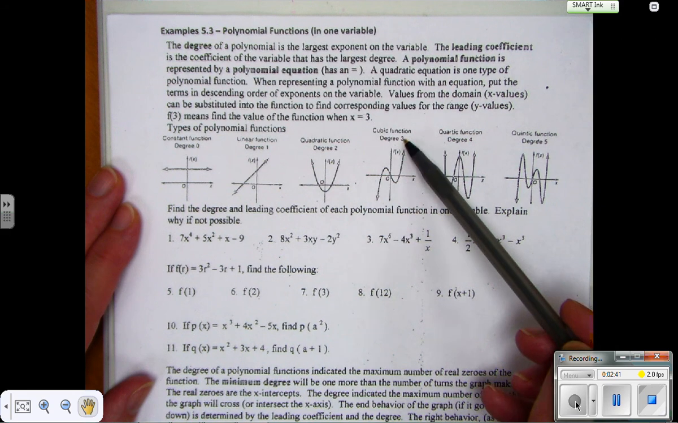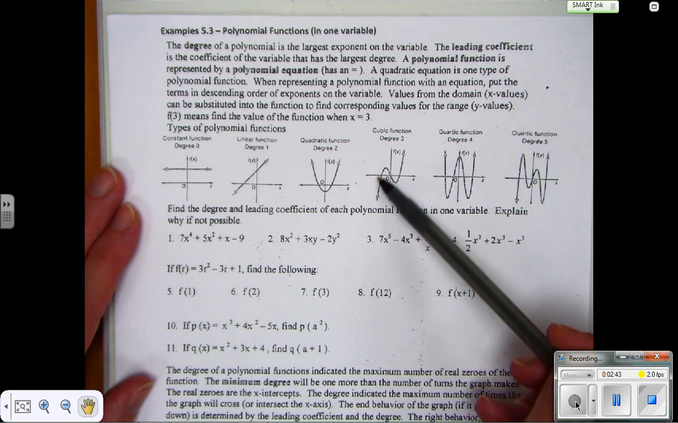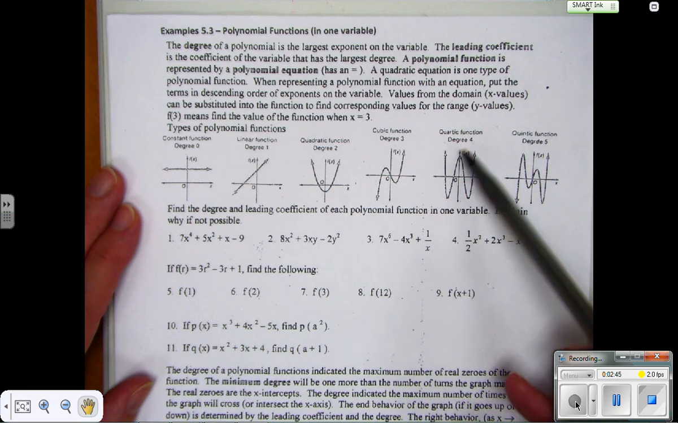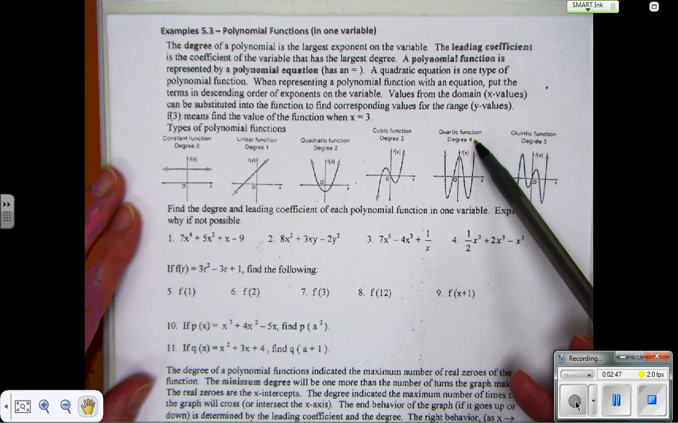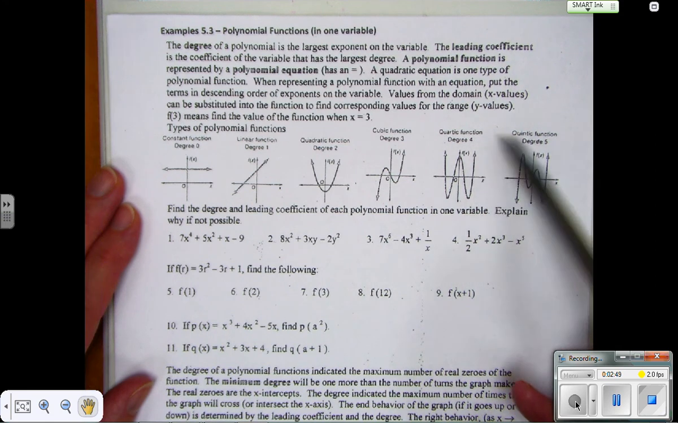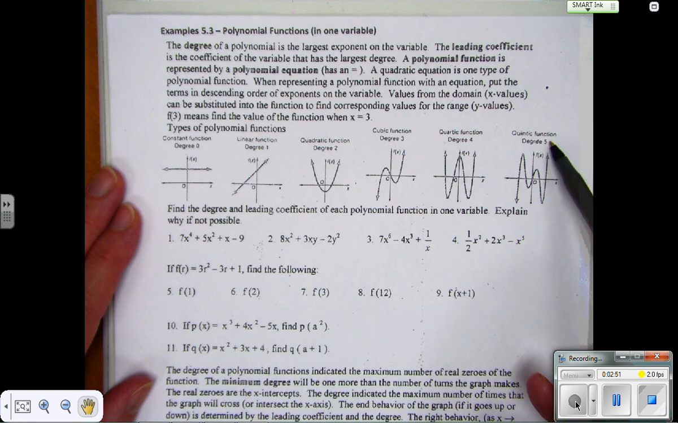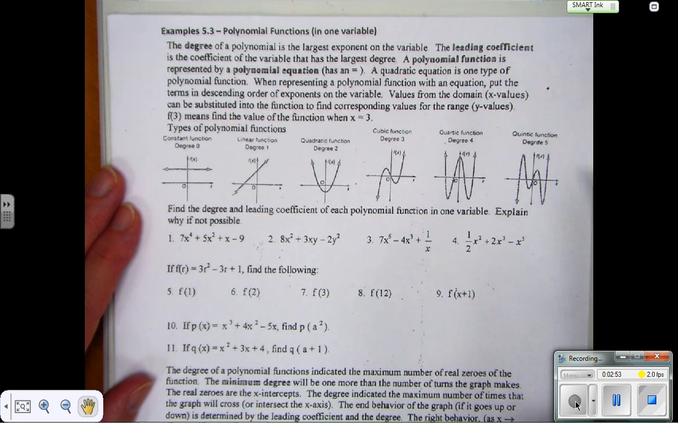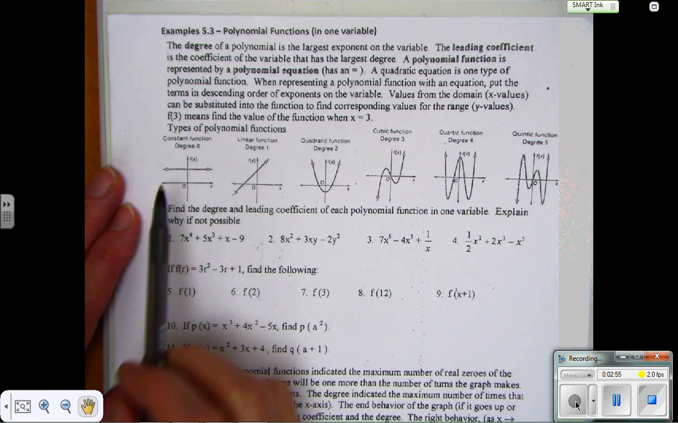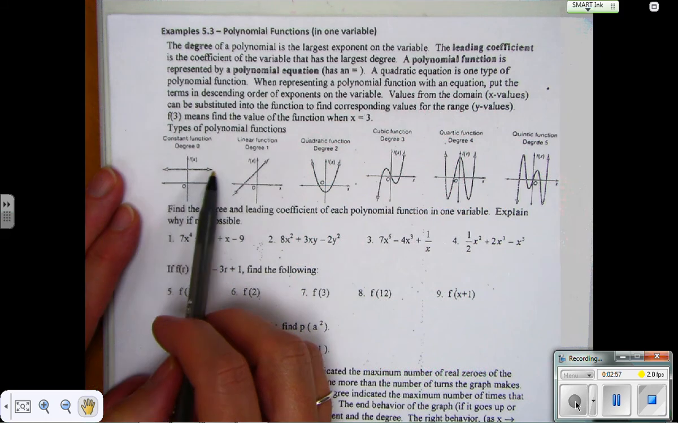Odd degree, the ends go in the opposite directions. Even degree, they go in the same direction. Odd degree, the ends go in opposite directions. Okay, this one, the first one, has a degree of 0, and it's just a horizontal line.